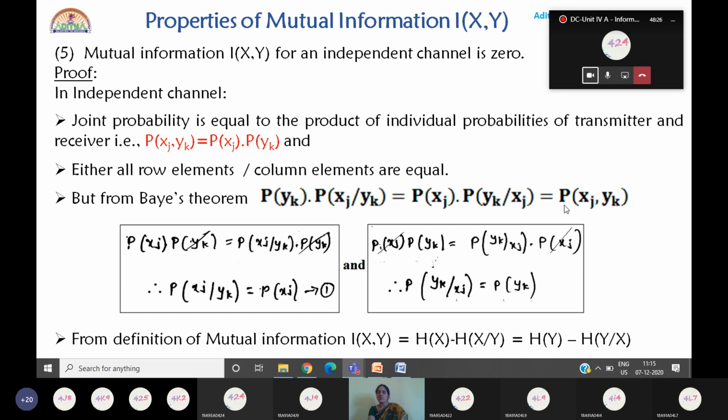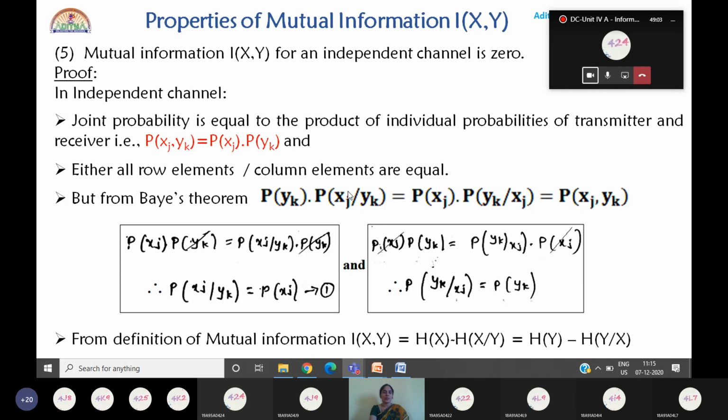What is P of xj comma yk for an independent channel? It is P of xj into P of yk. Just equate that to the first term and the second term of Bayes theorem. What is the first term? The first term is P of yk into P of xj by yk. And the second term is P of xj into P of yk by xj. So I substituted and equated to P of xj into P of yk.